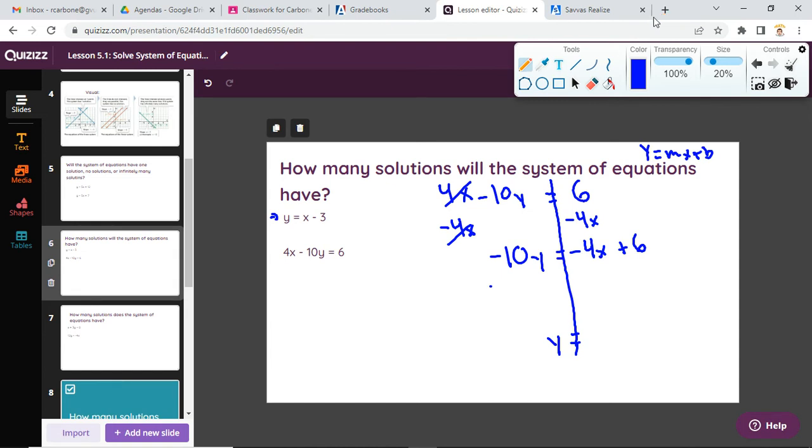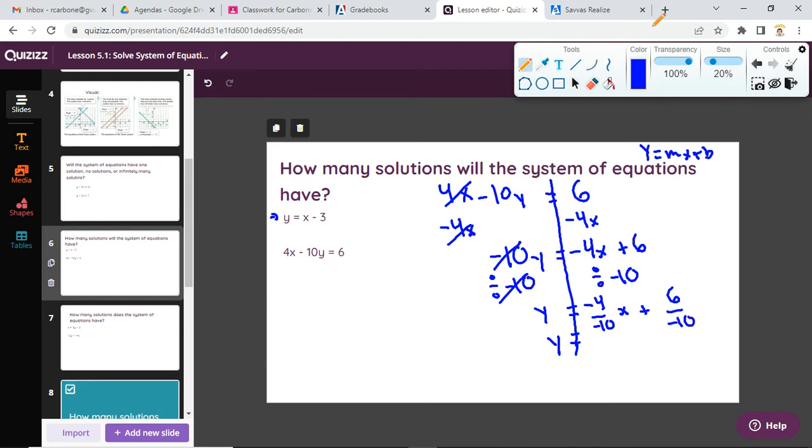All right, now since I'm multiplying by negative 10 here, the opposite of multiplying by negative 10 is dividing by negative 10. So I'm going to divide by negative 10 on both sides. On the left side, that's simply going to get me a y. And on the right side, I have to divide all of my numbers on the right side by negative 10. So I have negative 4 divided by negative 10, and then x plus 6 divided by negative 10.